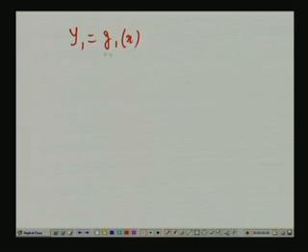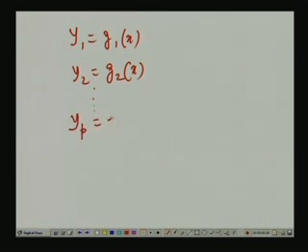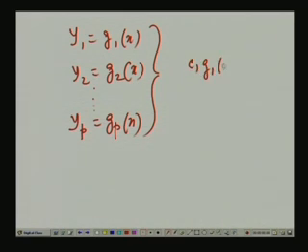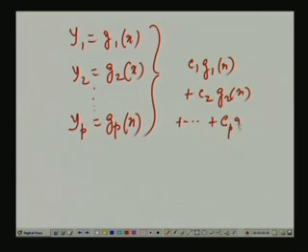Now, we consider some properties of this expected value. Suppose we have several functions, that is y 1 as g 1 x, y 2 as g 2 x, dot dot dot, y p as g p x. Instead of having just one function, suppose I construct a linear combination, C 1 g 1 x plus C 2 g 2 x plus dot dot dot C p g p x. What is the expected value of this?